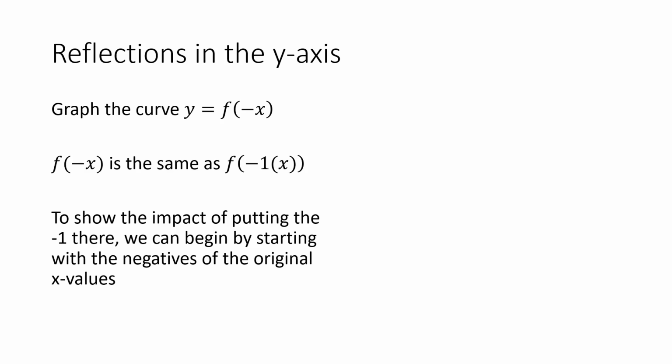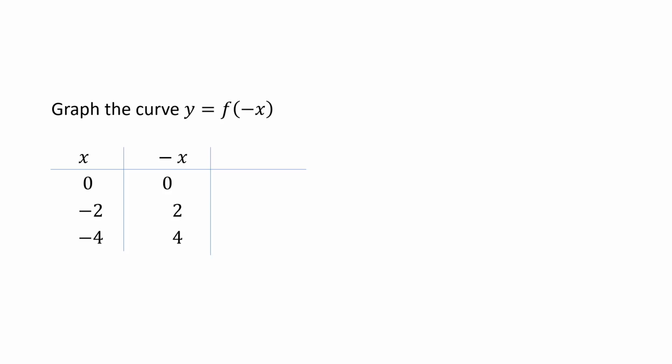Now, f at negative x is the same as f at negative 1x, so to show the impact of putting the negative 1 there, we'll begin by starting with the negatives of the original x values. The original x values were 0, 2, and 4, so let's let x be 0, negative 2, and negative 4, thereby letting negative x be 0, 2, and 4, the numbers we're used to. That makes f at negative x 0, 2, and 6.